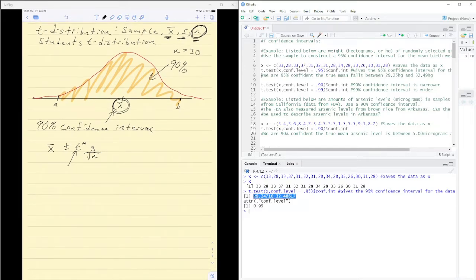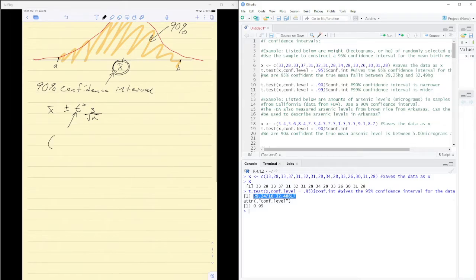So my confidence interval is 29.247 to 32.486. What this says is that we are 95% confident that the true mean falls between these two numbers, 29.25 and 32.49, based on our sample.